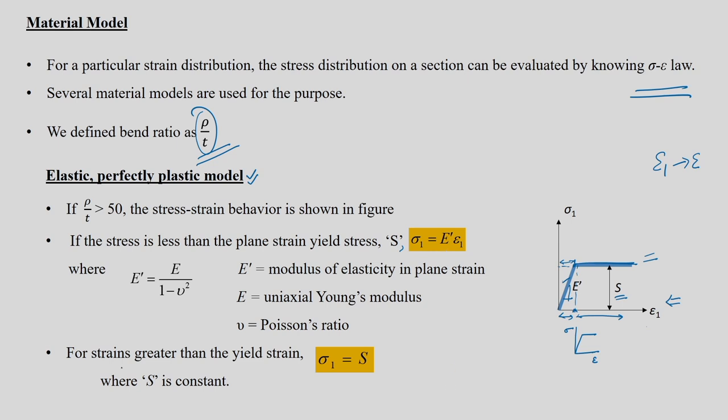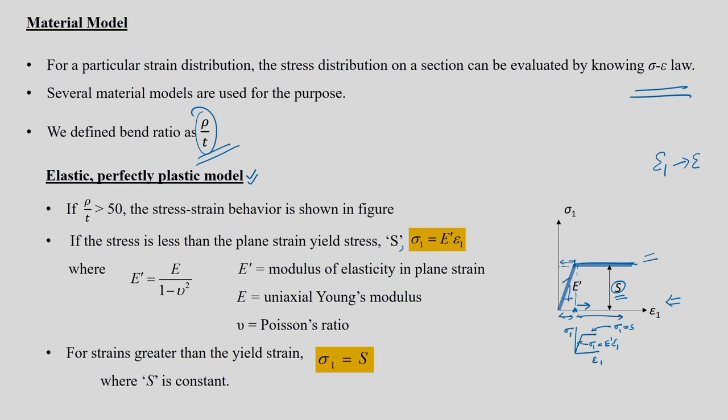In the second part, for strains greater than the yield strain, if you go beyond this, we can simply say sigma 1 is nothing but S. So, in this part, sigma 1 is equal to E dash into epsilon 1, whereas in this part, sigma 1 is equal to S. There are two parts here which will be useful for us.